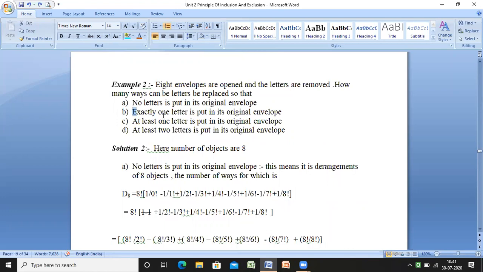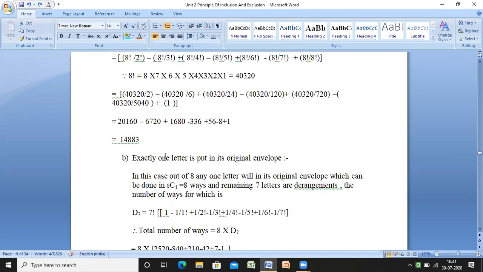What is that? Exactly one letter should be put in its original position. Okay, so they mentioned exactly one letter put in the original position. In this case, out of 8 letters, one letter will be in the original envelope, which can be done with 8C1. That means nC1, what kind of ways are there? 8C1 means one letter I'm going to pick from the 8 letters. So 8C1 means the number of ways is 8.